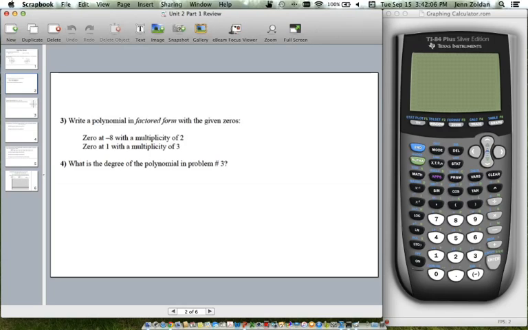Problem number 3 says to write a polynomial in factored form with the given zeros. So I have a 0 at -8. That means the factor that it came from was x plus 8, because it's always the opposite. The multiplicity is the exponent on the outside, so that'd be x plus 8 quantity squared. And then the 0 at 1 means the factor is x minus 1, with the multiplicity of 3 means your outside exponent is 3.